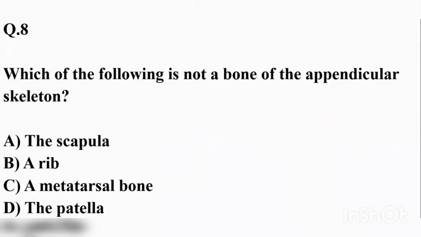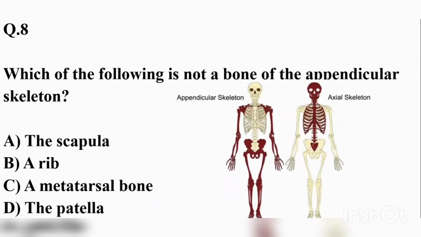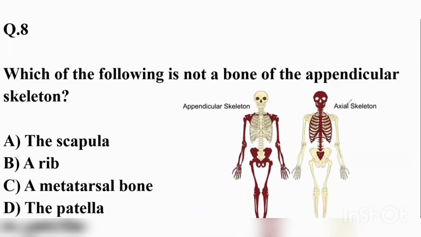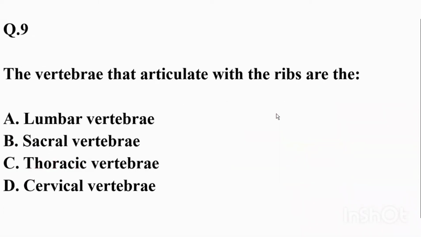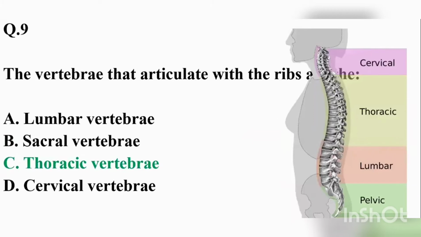Which of the following is not a bone of the appendicular skeleton? Rib cage is a part of axial skeleton, as you can see over here: skull, rib cage, and vertebral column. A rib is a part of axial skeleton instead of appendicular skeleton, while others in the list are appendicular bones. The vertebrae that articulate with the ribs are thoracic vertebrae or chest vertebrae. So Charlie.